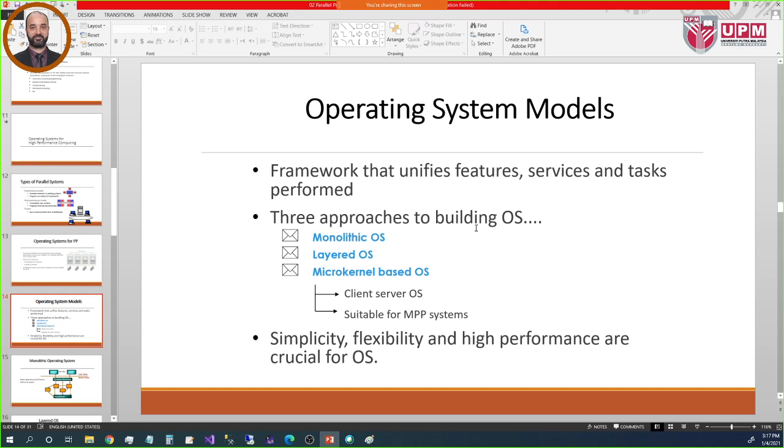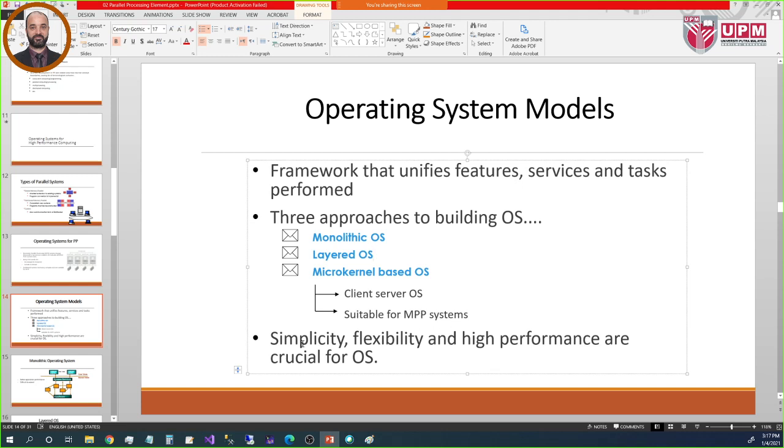Three approaches to building operating systems. We have three main types of operating systems here. We have one called monolithic operating system, and we have layered operating system, and we have microkernel based operating system. This microkernel could be client server, or could be suitable for massive parallel processing systems.